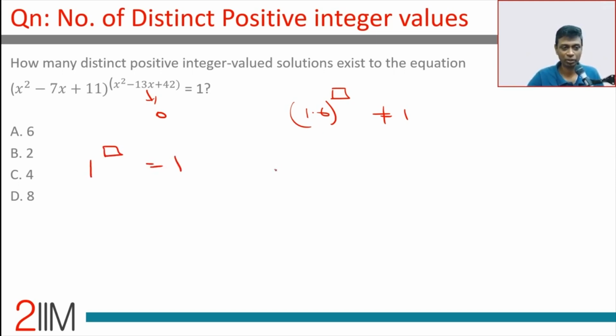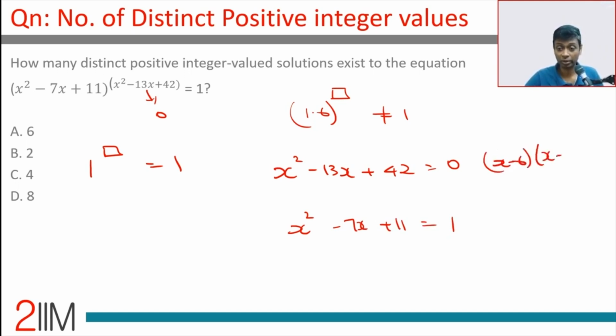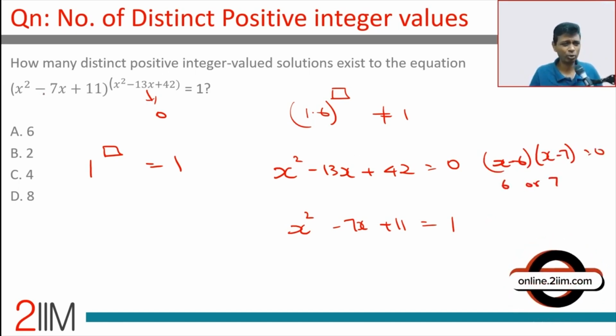It's very simple. So x square minus 13x plus 42 equal to 0, or x square minus 7x plus 11 equal to 1. Solve these two, you're good to go. X minus 6 into x minus 7 is 0. 6 or 7. You need to substitute that to verify, but in both cases it's going to be some integer.